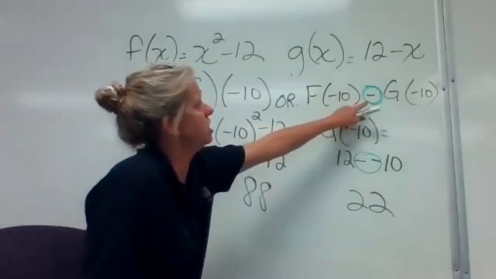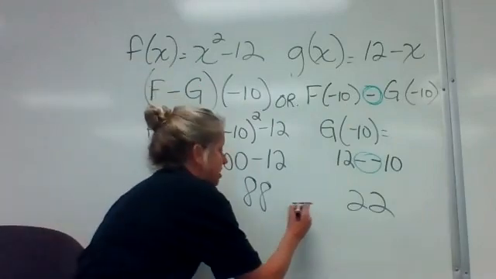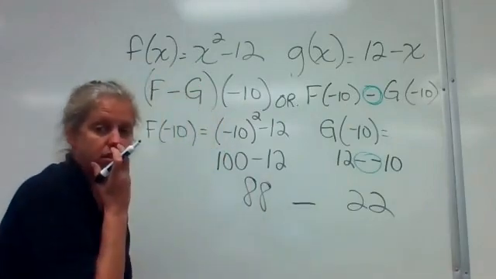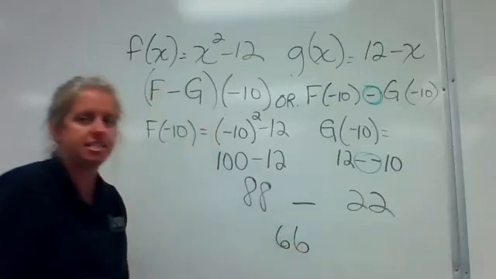Here's my two answers. The operation that it wants me to do is subtract them. So 88 minus 22 gives me 66.